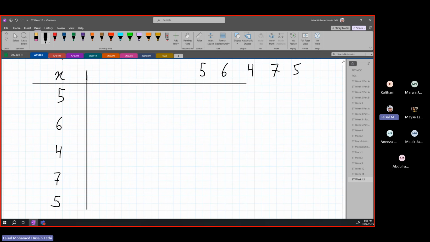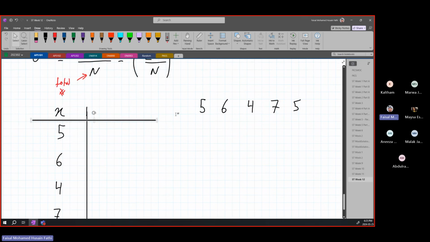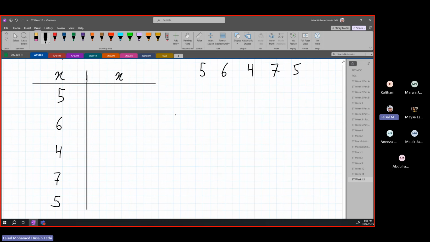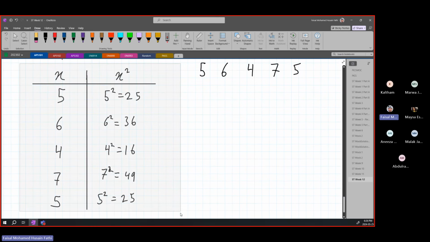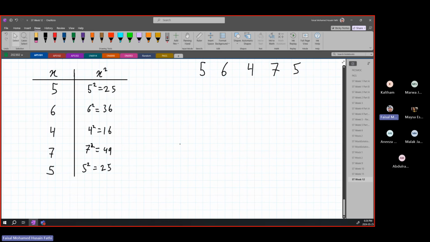Then in the table, all you're going to need to do is find your x squared value. So you're going to have to square the values that you find here. 5 squared is equal to 25, 6 squared is equal to 36, 4 squared is equal to 16, 7 squared is 49, and 5 squared is 25. This is how you are going to draw your table in the case of raw data.